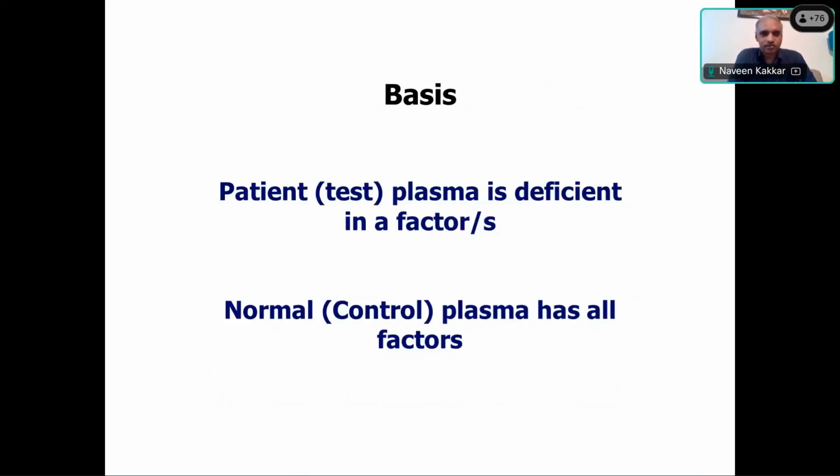So the basis of mixing studies is the same in all types. The basis is the patient or the test plasma is deficient in a factor or factors. Usually when we deal with hemophilia, it's obviously one factor. The normal or the control plasma has all the factors. So if you take your own blood or I take my own blood, we will have all the factors, while the patient who has hemophilia is either missing 8 or missing 9. So that's the basis to start with.